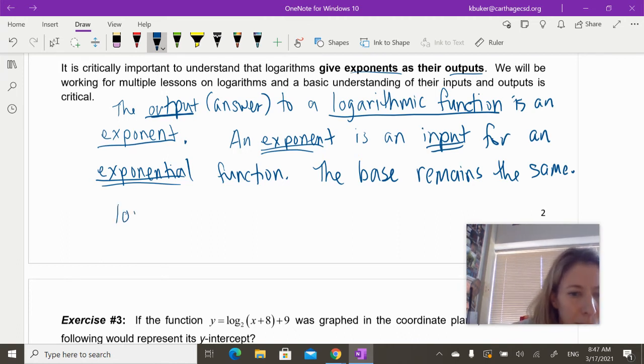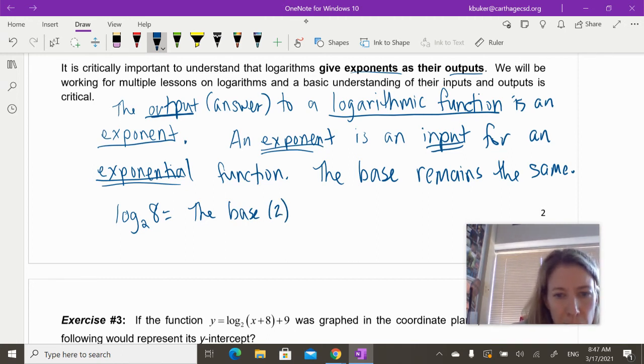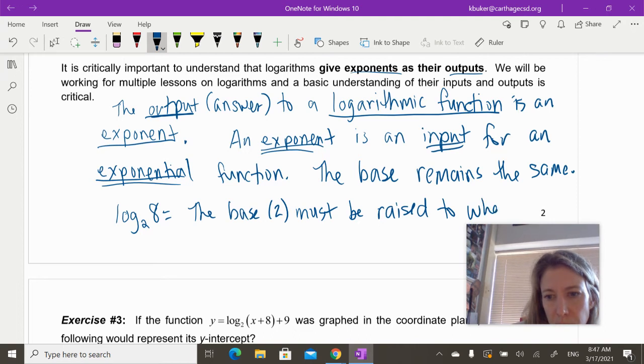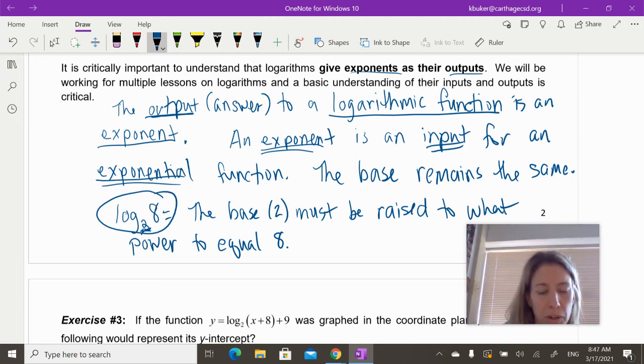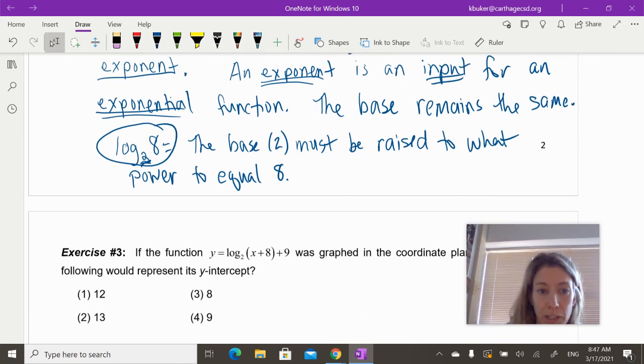So if you are asking about log base 2 of 8, the base is 2, and this is what they're asking: the base 2 must be raised to what power to equal 8? That's all it's asking. So we need to get used to seeing this as 2 needs to be raised to what power in order to give you the answer or output of 8. It's basically what we're doing. We need to get used to that.